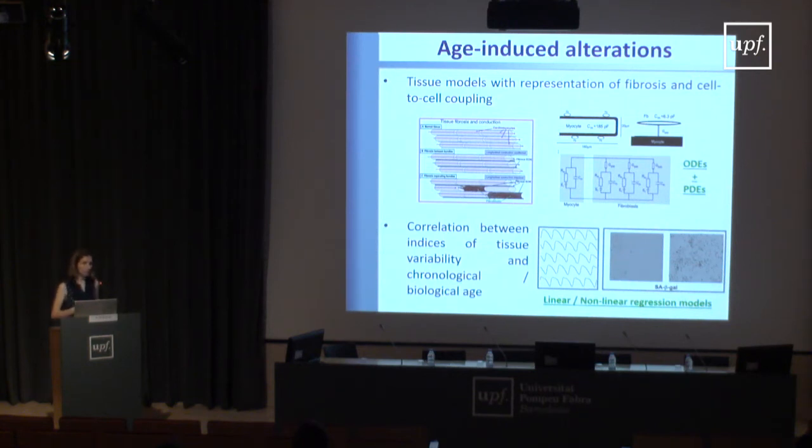Once we have the cellular models, both at control and also including the autonomic stimulation, we want to introduce the effects at the tissue level. At the tissue level, we want to introduce both representation of fibrosis and representation of cell-to-cell coupling. This is work that we are currently doing, so we don't have results for this yet. But we are introducing these different levels of fibrosis and cell-to-cell coupling into the models with the idea of correlating how tissue alterations relate to chronological or, more importantly, to biological age. This is the work that we plan to do, but we don't have results about this yet.